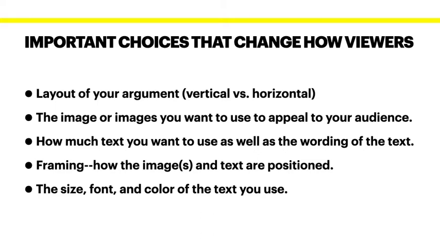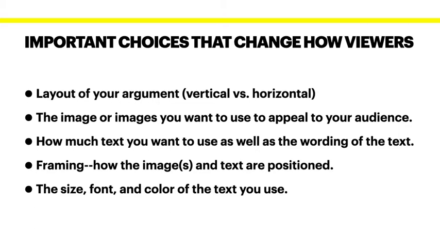So, the overall choices that you do need to make are the layout of your argument. So whether your argument is vertical or horizontal, which we will be talking about. Another choice is the image or images you want to use to appeal to your audience. Depending on the colors of the images, the emotions specifically those images evoke, they can have very different reactions in terms of how viewers are responding.